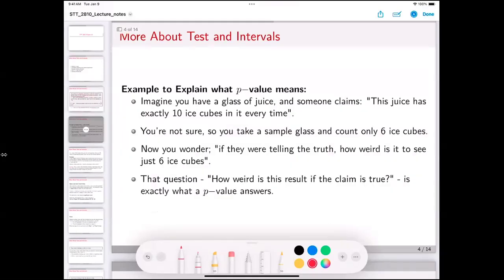I have a simple example to explain what the p-value means. For example, imagine you have a glass of juice and then someone says that, oh, this juice has exactly 10 ice cubes. You are not sure, so you take a sample glass and then you count only 6 ice cubes. Now you wonder, if they were telling the truth, how weird is it to see just six ice cubes in your sample? Is that okay? So this question here is what the p-value tries to answer. Does that make sense? Good.